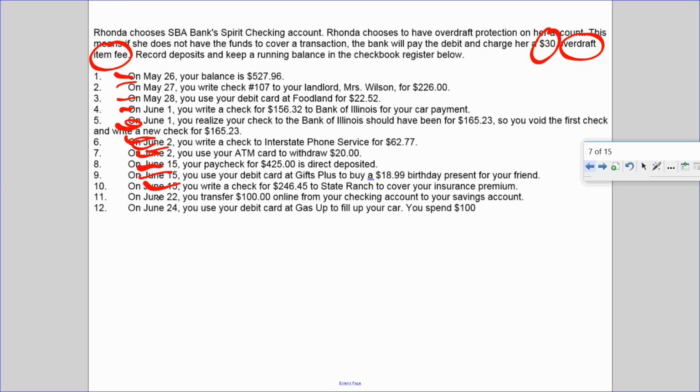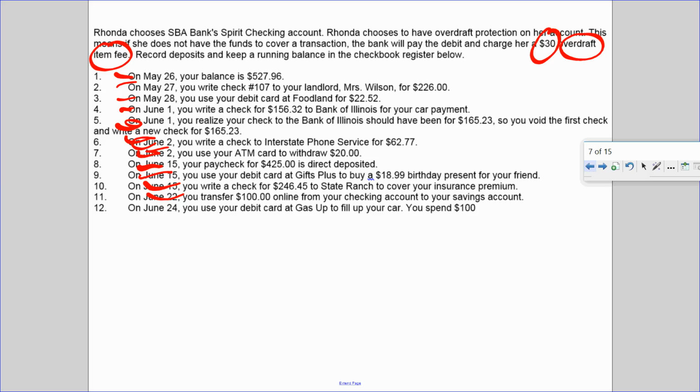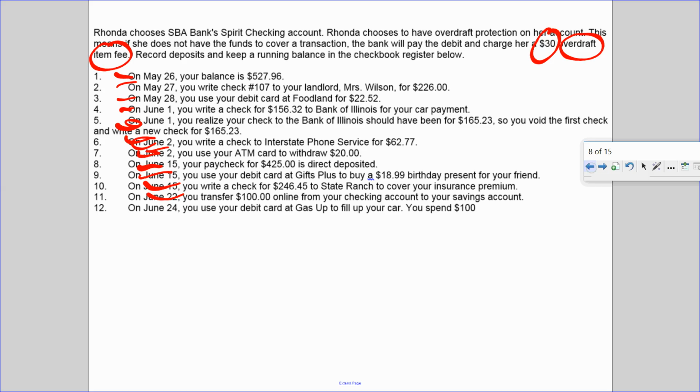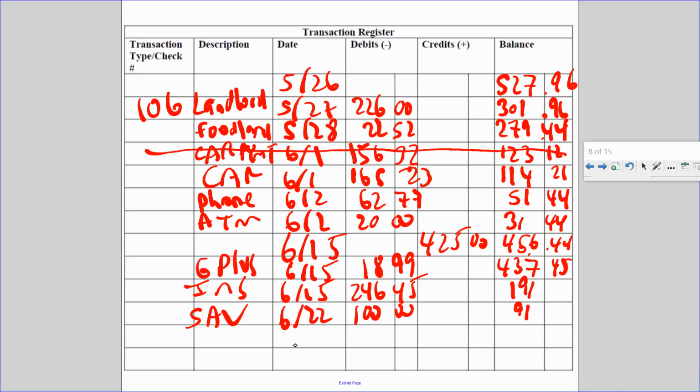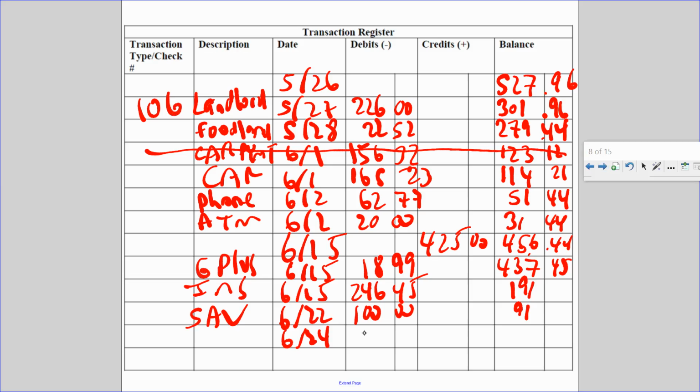We're good. On June 22nd, let's list it. What happened on June 22nd? You transfer $100 online from your checking to your savings account. So I took out $100 to savings. So now I only have $91. On June 24th, you use your debit card at Gas Up to fill up your car. You spend $100 on gas. That's a lot of gas. Uh-oh. If I subtract 91 minus 100, that leaves me with a negative $9 balance.